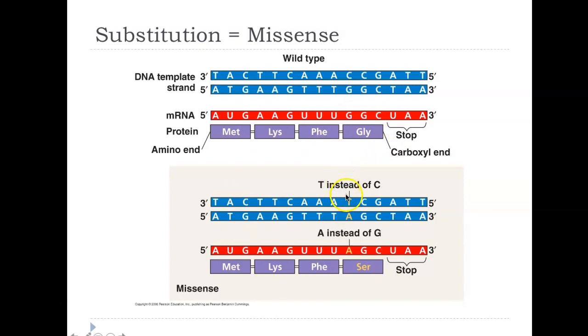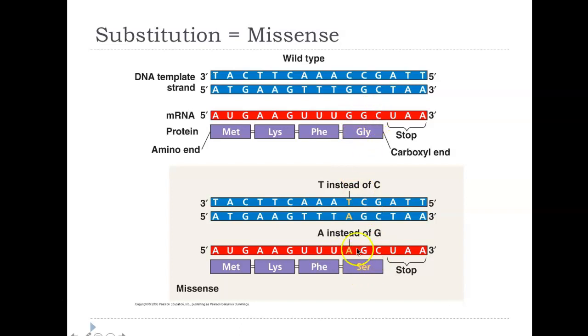All right, now come down here. Your template strand now has a T in this spot instead of the C that was originally there. So now that means that RNA is going to have an A. That means that your RNA is going to be read AGC instead of GGC.